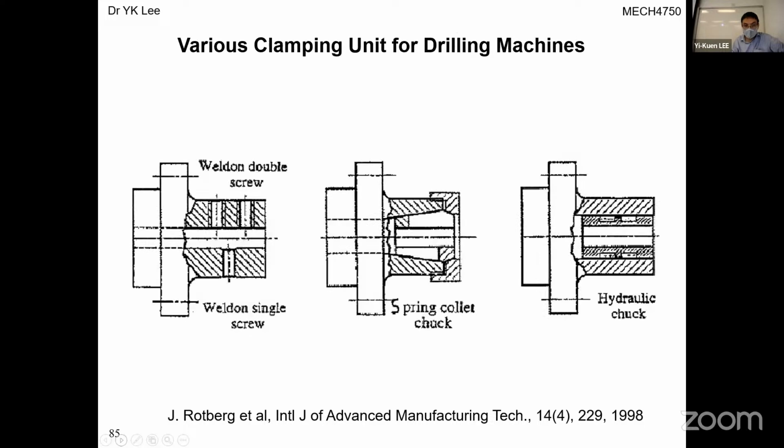It turns out that in order to do vibration control for the drilling machine, if we have different ways of clamping the unit, then the result may be different. You see, using a screw, a spring-loaded chuck, and a hydraulic chuck, so different kinds of clamping. When we do drilling, it will cause different results.